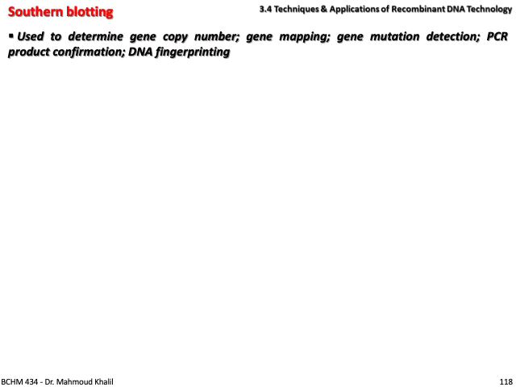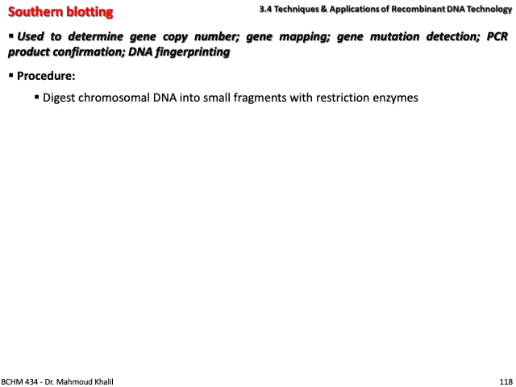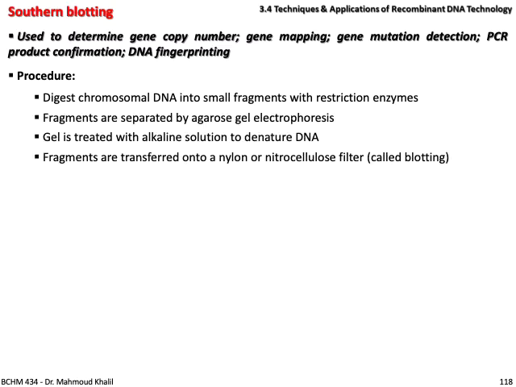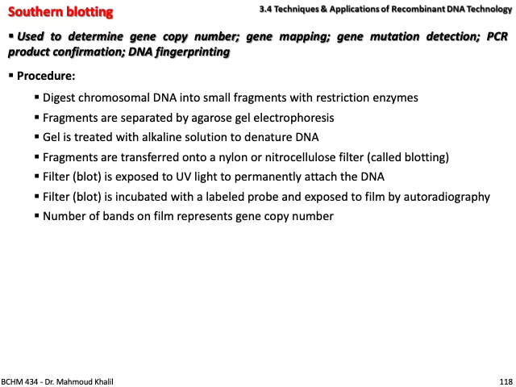The next technique is Southern blotting, and this is used to determine gene copy number, gene mapping, gene mutation detection, PCR product confirmation, and DNA fingerprinting. Actually, the procedure: you digest the DNA into small fragments with restriction enzyme, separate by agarose gel, and treat with alkaline solution to denature the DNA, melting the DNA. Fragments are transferred onto a nylon or nitrocellulose filter membrane. This is called blotting. This filter, or the blot, is exposed to UV to permanently attach the DNA. The blot is incubated with the probe, a sequence of nucleotides that is complementary to your gene of interest, and they expose the film by autoradiography. The number of bands on the film represents the gene copy number.